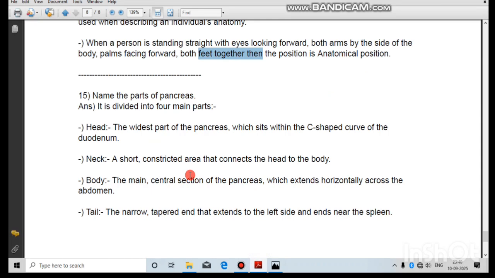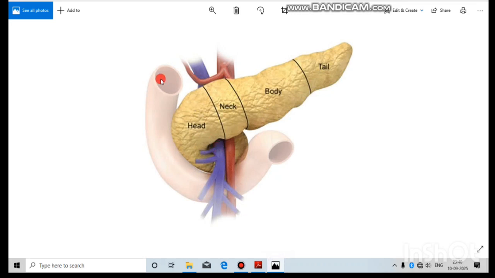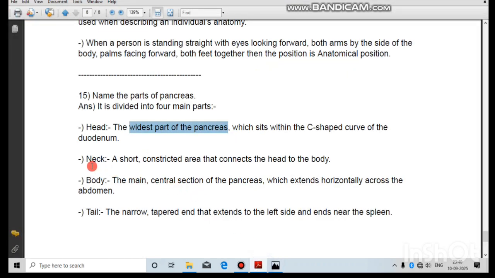See where exactly they are located. The head is the widest part of the pancreas, and it sits within the C-shaped curve of the duodenum. As you can see here, on the posterior side we have the duodenum, so it is sitting in that C shape of the duodenum. The next part is the neck, a short constricted area that connects the head and the body. The third part is the body, the main central section, which extends horizontally across the abdomen.